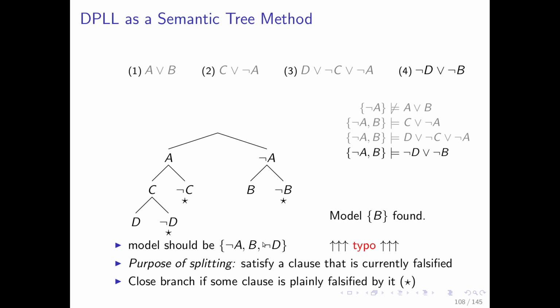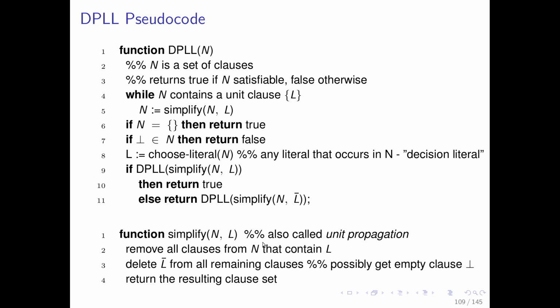Okay, so here is the official DPLL algorithm. Here's the pseudocode. So what does it consist of? It consists of a function with a main while loop followed by an if, and then an if-then, and there's a recursive call. Okay, so it's a recursive algorithm, and there are some base cases, because if n is equal to empty, then you just return. If bottom is in n, then you return.